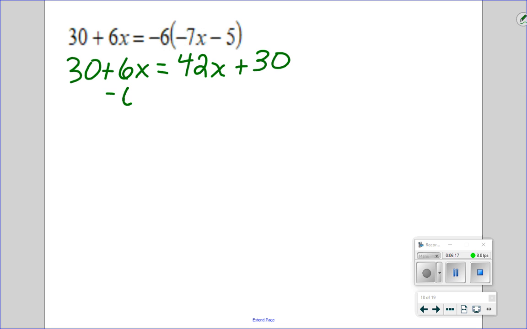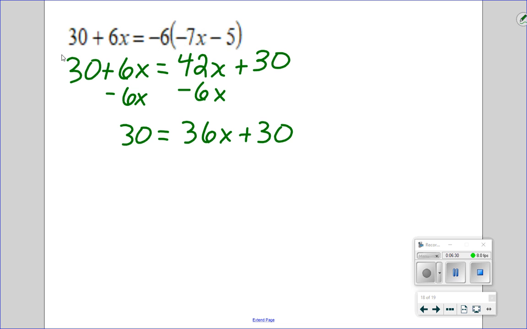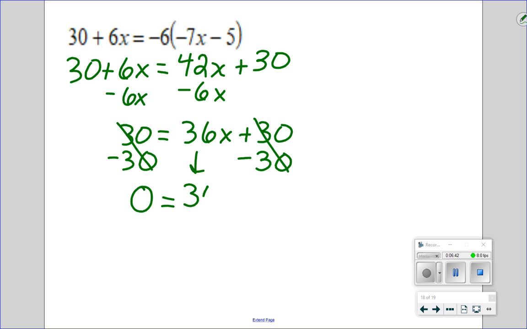I'm going to subtract 6x from both sides. So I still have a 30 over here. Over here I have 36x plus 30. And I keep on working like normal, subtract 30 from both sides. This cancels out on both sides, but it becomes 0. You have to put something there. I still have 36x here. Notice I still have x. X has not canceled out completely.